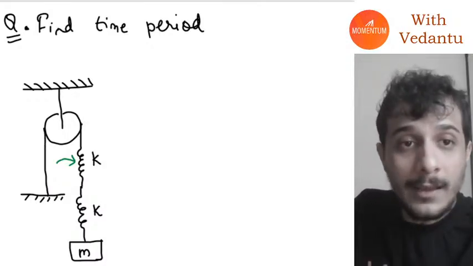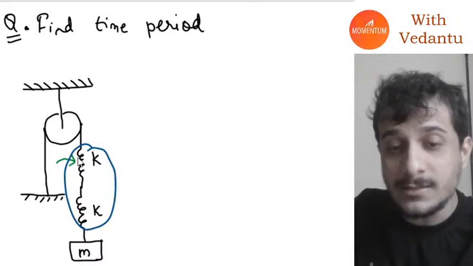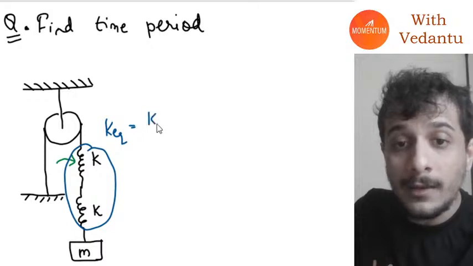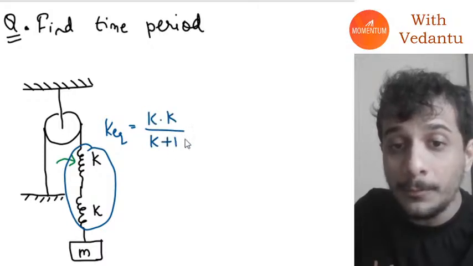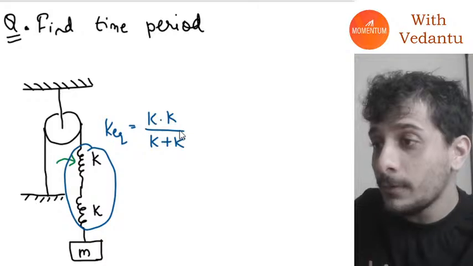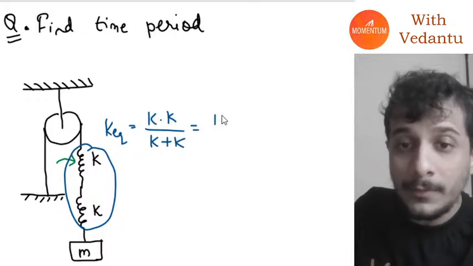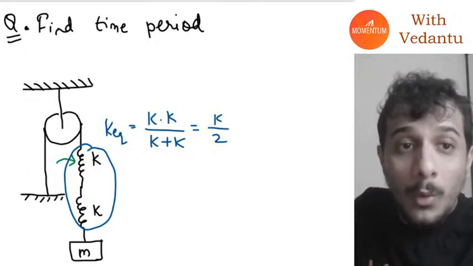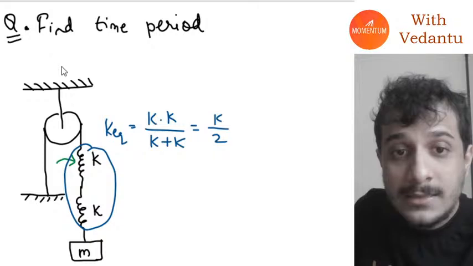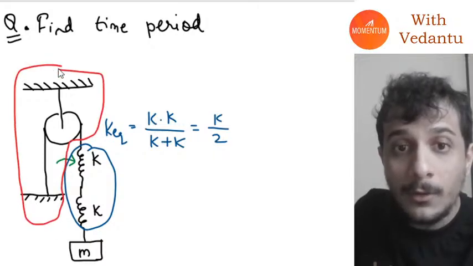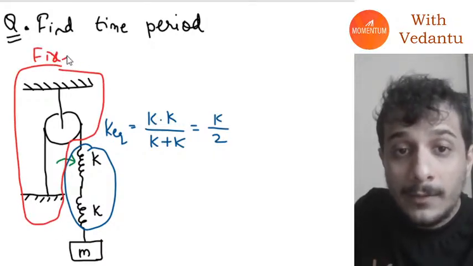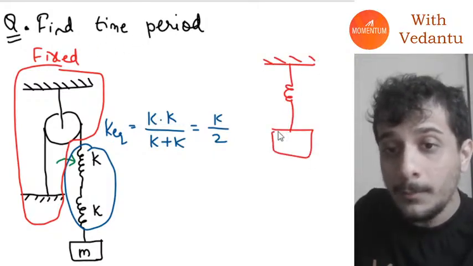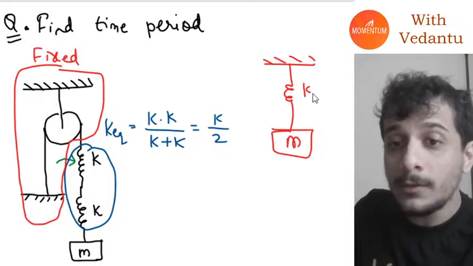Because you see that in this case these two springs are just in series, and I can immediately write k equivalent as k1 into k2 divided by k1 plus k2. I hope everybody knows how to calculate the equivalent spring constant in series. That will just be equal to k by 2. The remaining system above can be considered as a fixed system, so this is nothing but a block with a spring of spring constant k by 2.